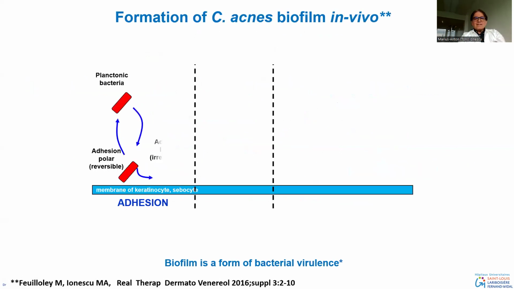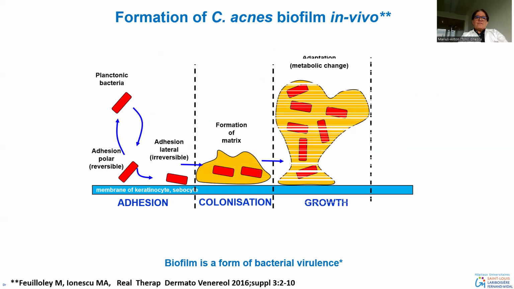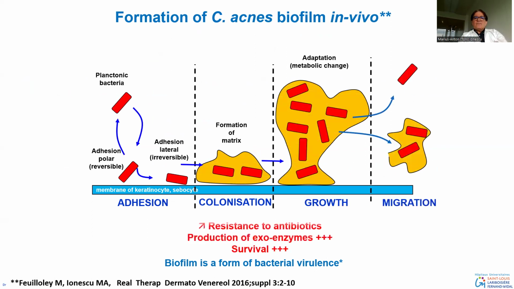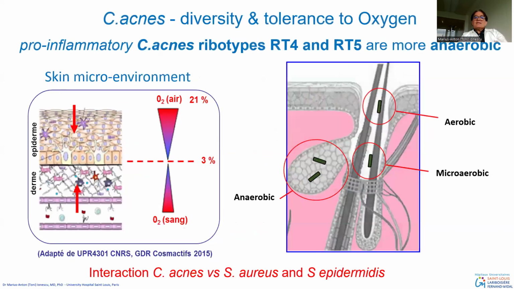What is happening with this biofilm? So this biofilm is providing the bacteria more resistance to antibiotics, production of enzymes, finally more survival of this bacteria, and the biofilm is a form of bacterial virulence. You can see on the right part of the screen that in this anaerobic environment, the ribotypes RT4 and RT5 are living better than at the skin surface or in the infundibulum area.